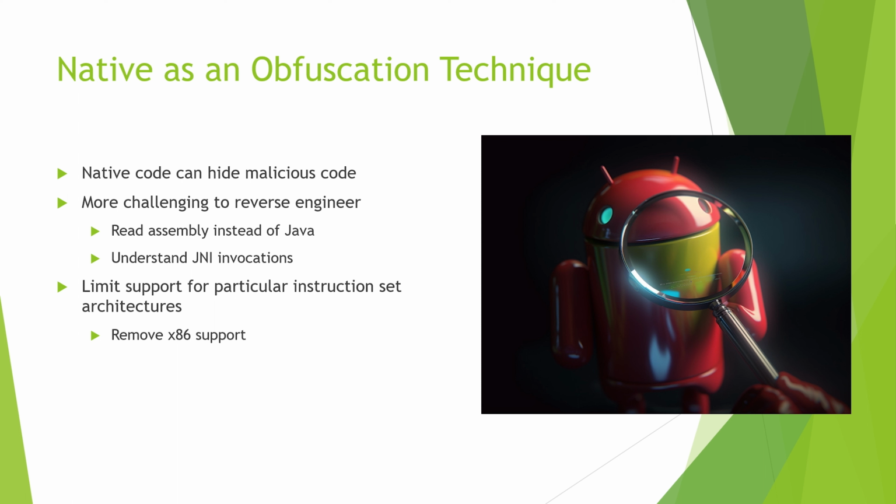Finally, another reason for using native code within an Android application is that it allows application developers to limit support for particular processor architectures. If you're not familiar, real Android devices are usually based on a version of ARM. However, emulators are generally based on an x86 instruction set architecture. So what developers, particularly malware authors, will do is limit support for x86 to try and prevent the Android application from running on emulators, to prevent sandbox applications from running the app, or reverse engineers from being able to emulate the app.